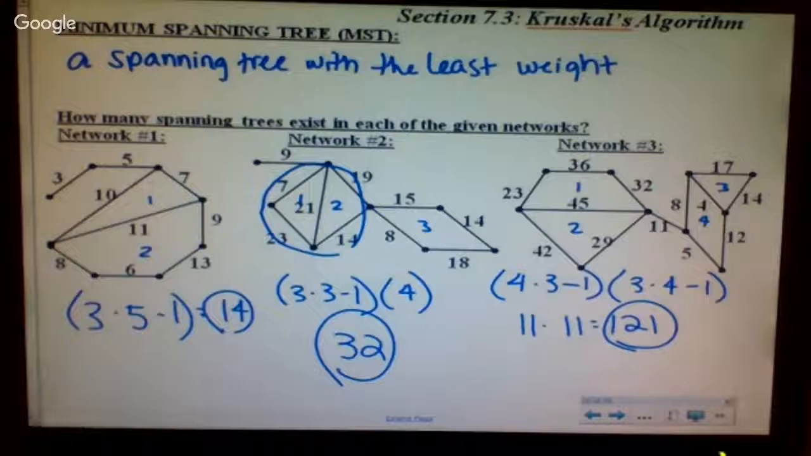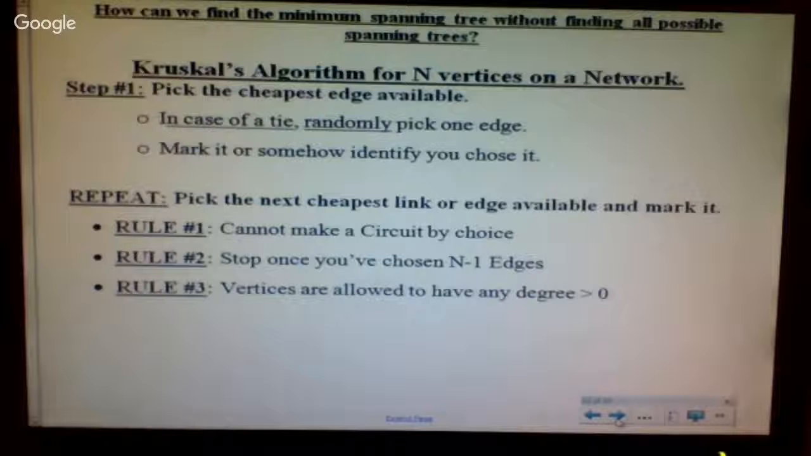That is a lot of options and a lot of ways to do things. So they came up with something called Kruskal's algorithm. Please understand, this is very similar to cheapest link, but you only have one rule in this one: you cannot create a circuit. It doesn't matter how many lines you have coming out of a dot anymore, throw that out the window. Rule number 2 says stop once you've chosen n-1 edges. Remember, if you have 7 vertices, you should only have 6 edges. Your edges should always be 1 less.